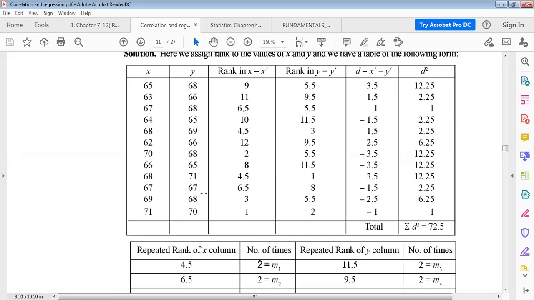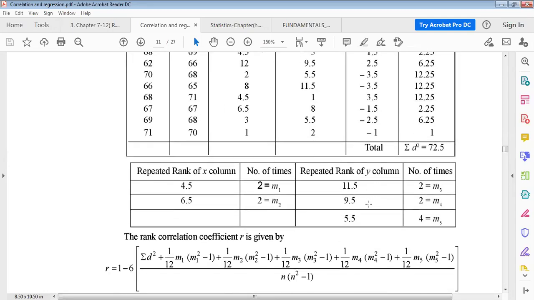So after 68, which is the largest number? It is 66. How many 66s are here? There are two 66s. So the next two ranks will be divided between them, so this will be 9.5. Understand everybody? Yes, sir. Okay, so there are three repeated ranks: 9.5, 11.5, and 5.5.